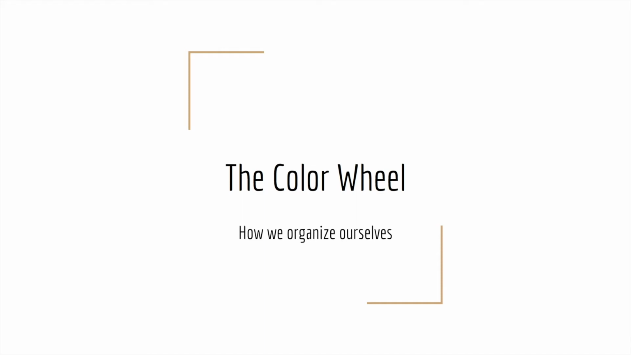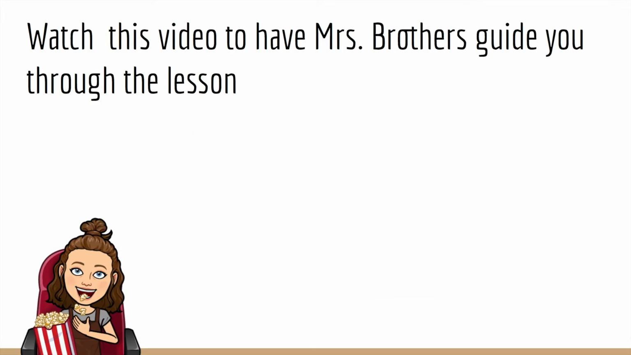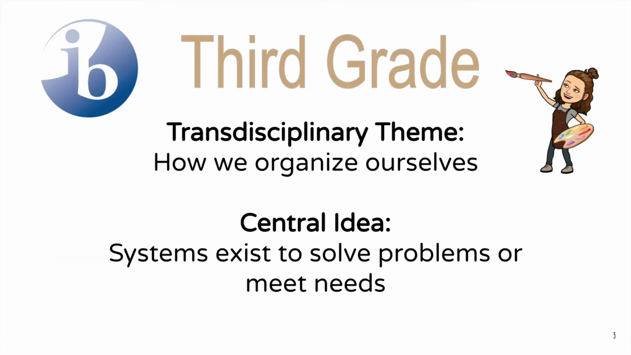The color wheel, how we organize ourselves. This lesson is for Friday, 3rd grade. 3rd grade, your transdisciplinary theme is how we organize ourselves. Your central idea is systems exist to solve problems or meet needs. Today we are going to learn about a system in art. We are going to learn all about the color wheel.